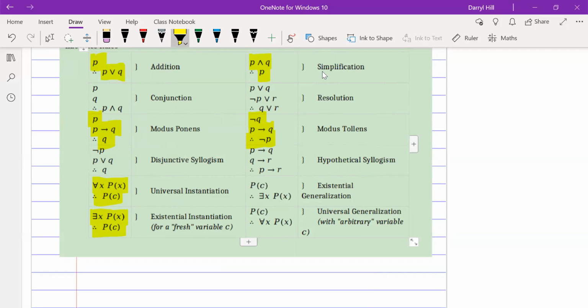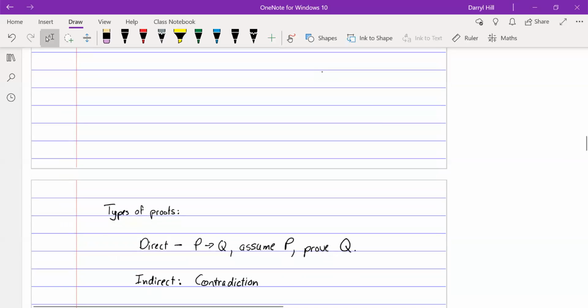Generalization. If I have some specific instance for which P is true, then I can say there exists X such that P of X. And if I have an arbitrary variable for which P is true, that means for all X, P of X. Arbitrary is a bit of a vague concept, but it just means that I don't know anything about this thing, but I know that it has this P quality, which means that everything must have that P quality. It's hard to describe.